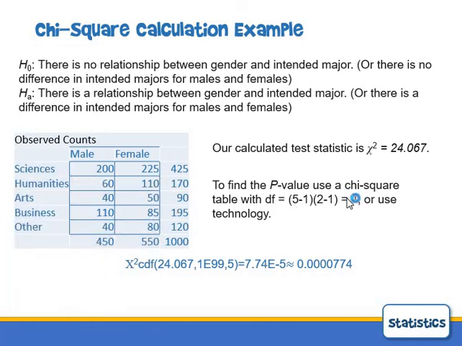If this was a random sample from the population and there was no relationship between sex and the intended major, there's almost no chance we would have gotten this big of a difference between the observed values and the expected values. We have a very small p-value, so we have very, very significant evidence to reject the null hypothesis and make the claim that there is a relationship between gender and intended major.